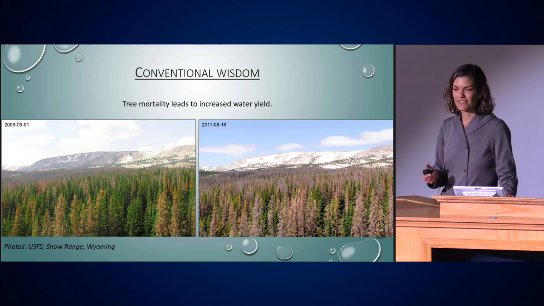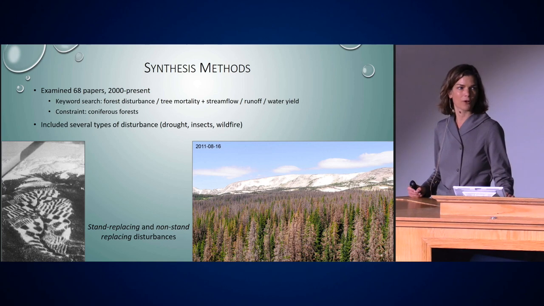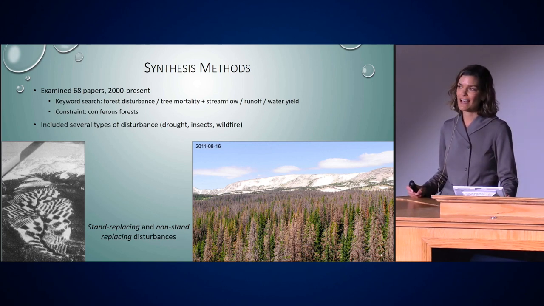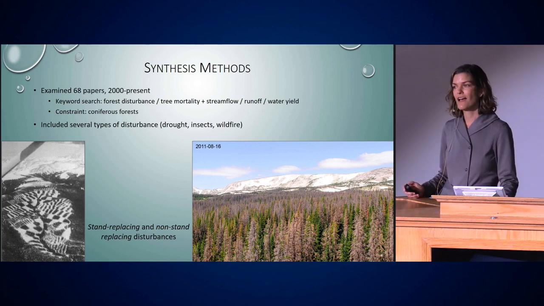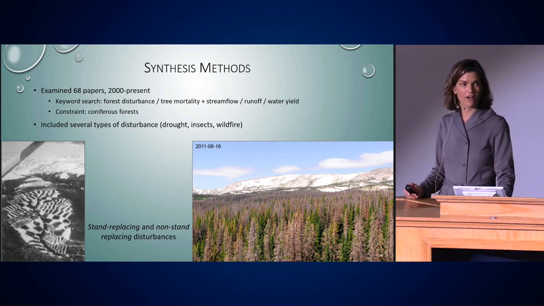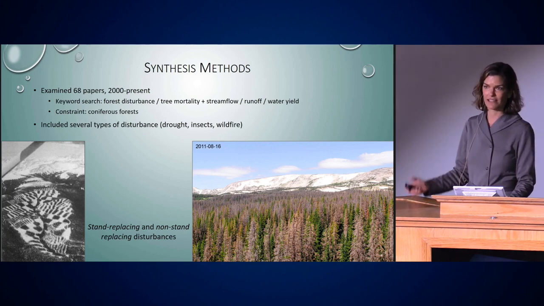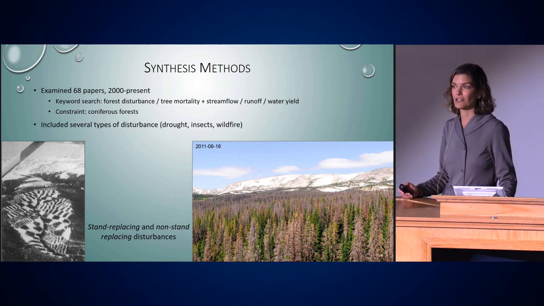So I decided to do a synthesis of papers published since 2000 looking at this topic. And I started by just doing keyword searches looking for papers that had keywords pertaining to forest mortality, tree mortality, and runoff, stream flow, or water yield. That gave me about 300 papers, and then when I focused them down on western coniferous forests, I ended up with 68. And those papers included both stand replacing disturbances, such as severe fire and clear cutting, as well as non-stand replacing disturbances that fractionally reduce the tree cover. So that includes drought and insects and lower severity fire.